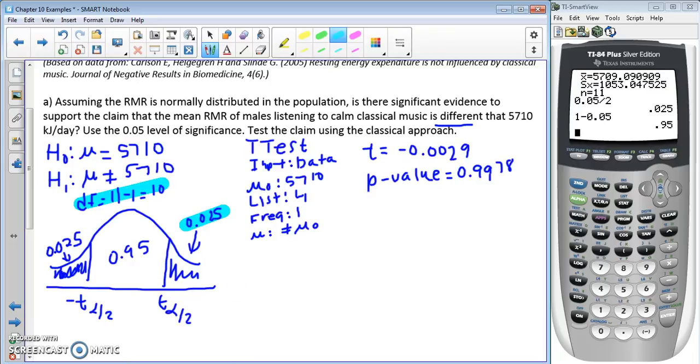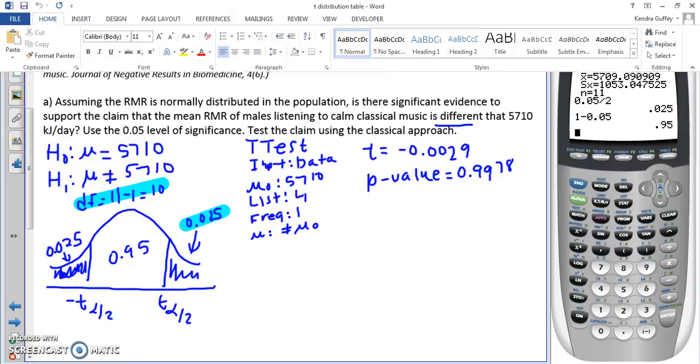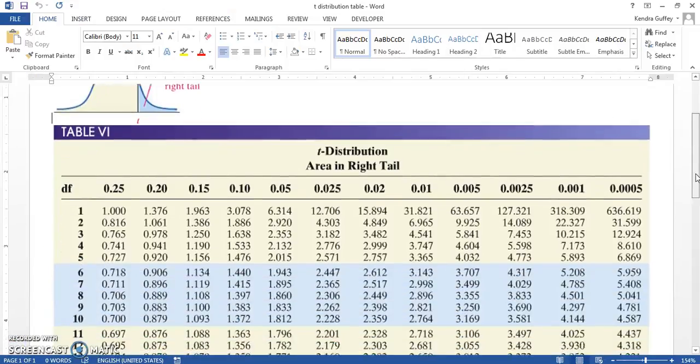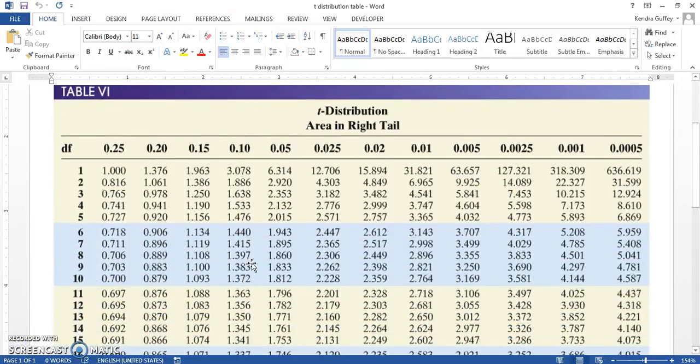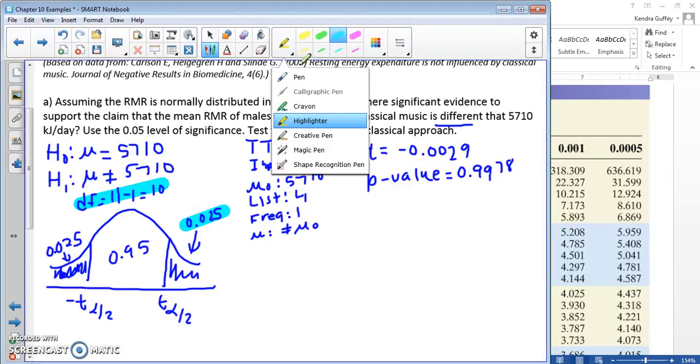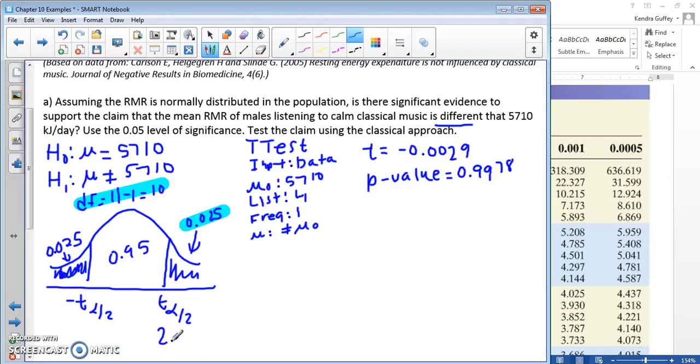So these are our important values here. If we go to our table and look at 10 degrees of freedom and 0.025, we get 2.228. So we have 2.228 and negative 2.228. And then our test statistic is just slightly past the center.